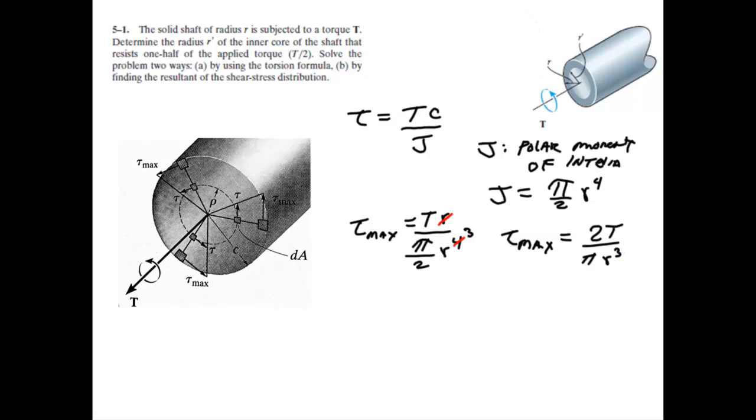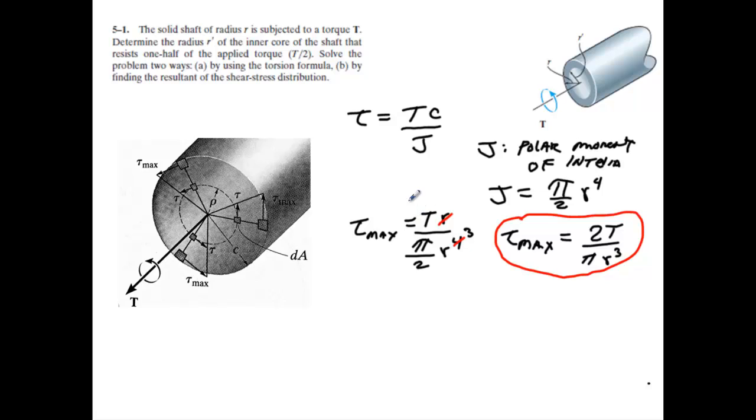Okay, so we can use that equation right there to find max torque. Sorry, not max torque, max shear. I always say that. If I say that in the video, I'm talking about shear. Now the problem wants us to determine the inner core, using R prime, of a shaft that resists 1/2 of the applied torque T2.